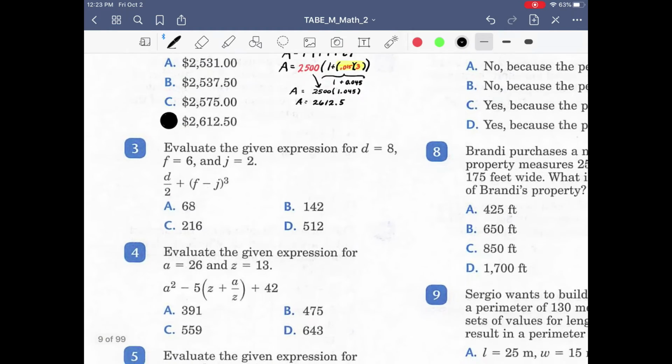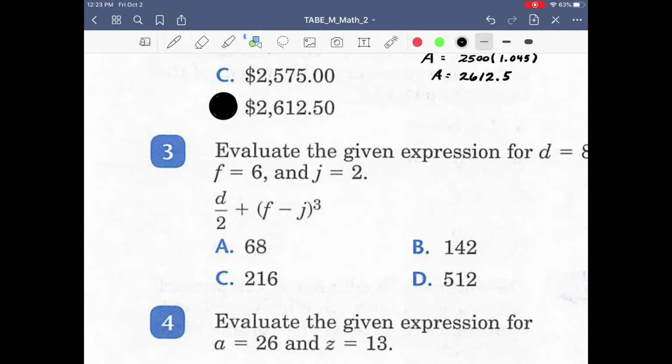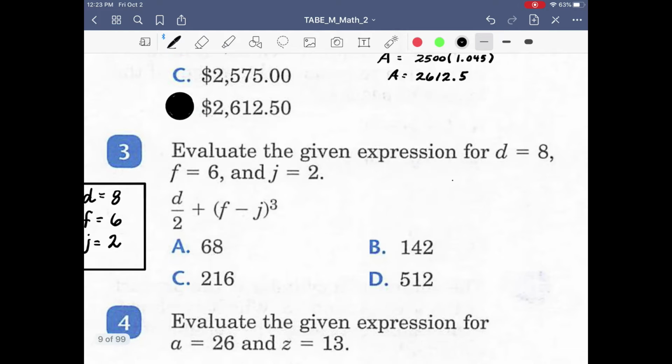Number 3. Evaluate the given expression when your variables are defined this way. So you have D is 8, F is 6, and J is 2. And then here is the expression. I'm just going to leave my spaces as I go. D divided by 2 plus F minus J to the third power.